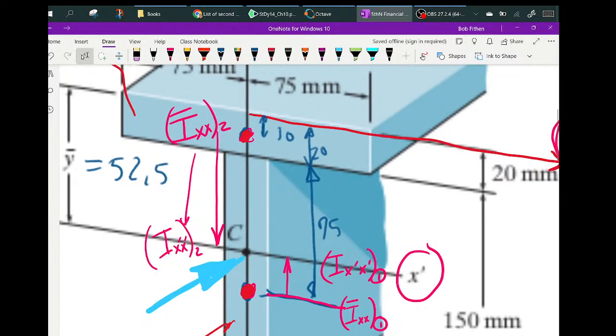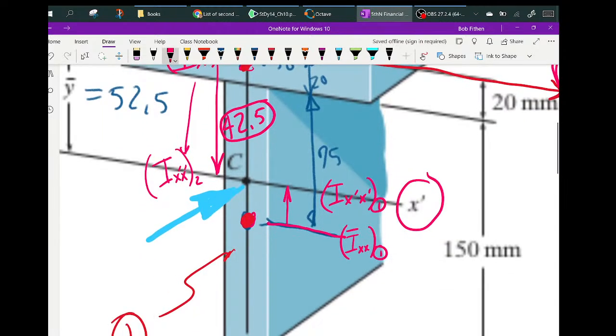Well, I know I move 10, and I know I move another, okay, so this is 10 from the top, 52.5, so actually this distance is 10 less, or 42.5. In other words, there's the centroid 10. Take that off. This is the distance I have to move it. Now this is a distance of 75.